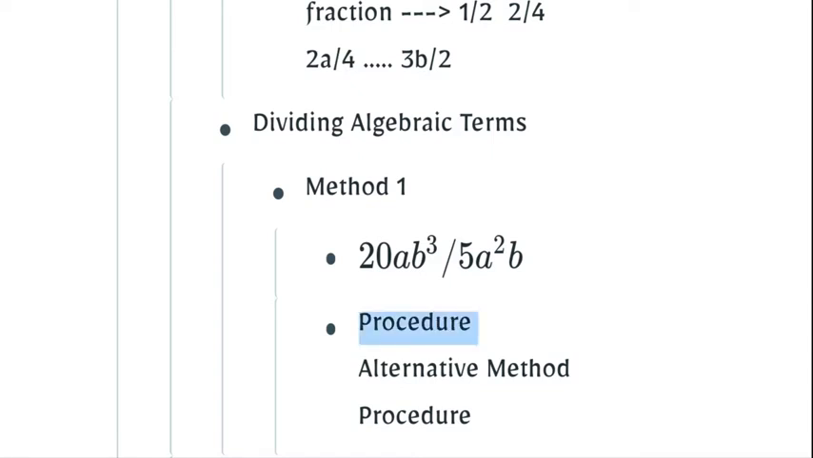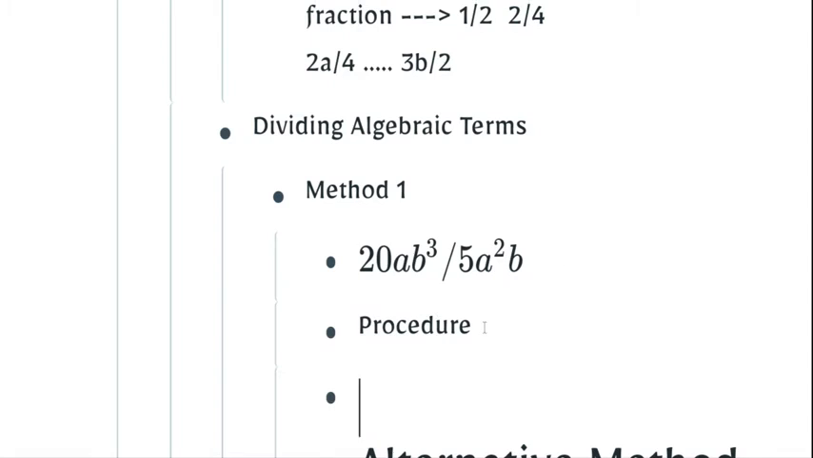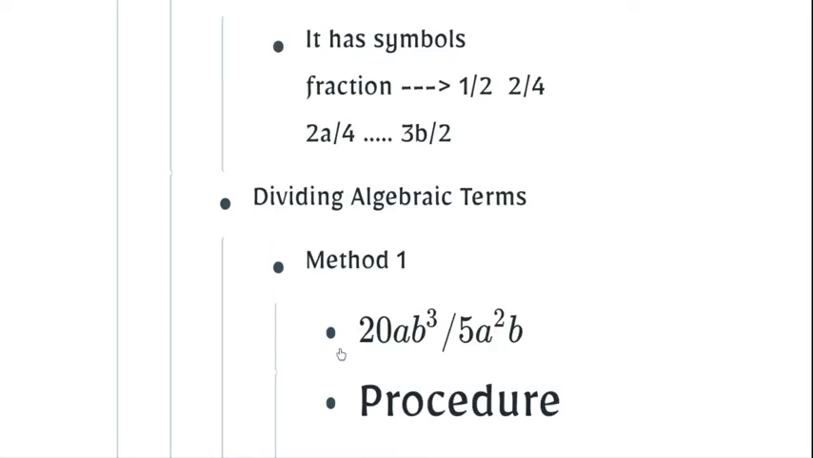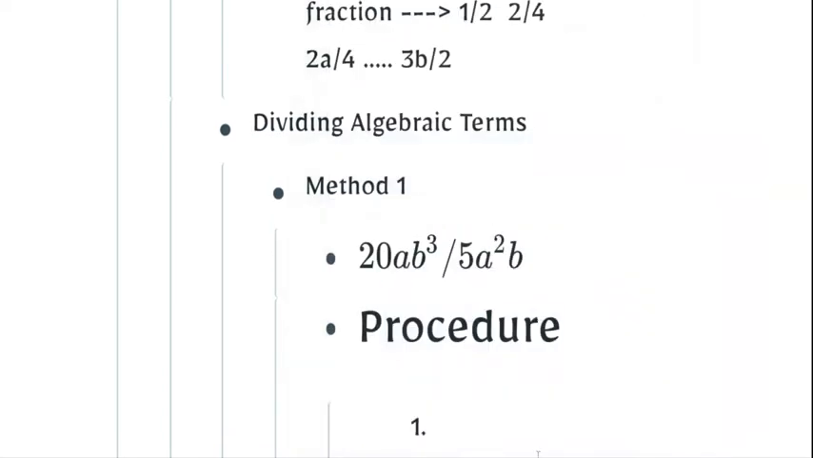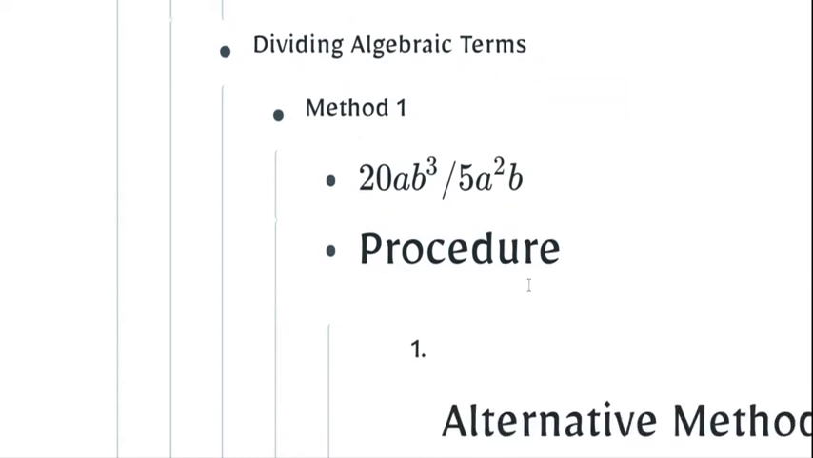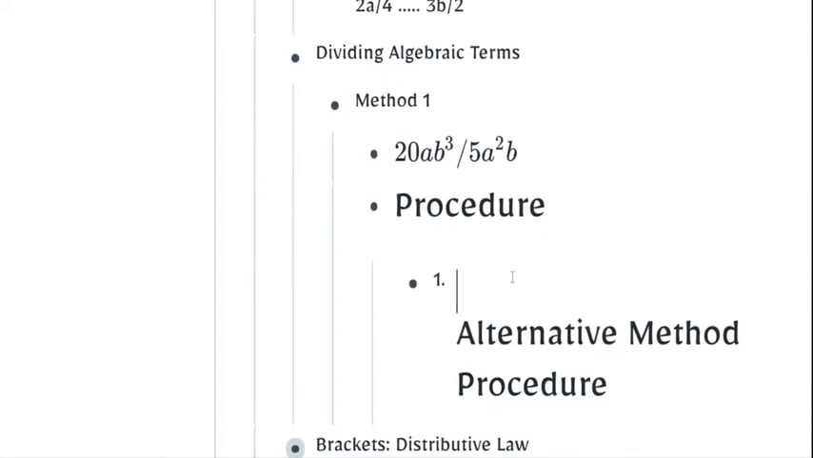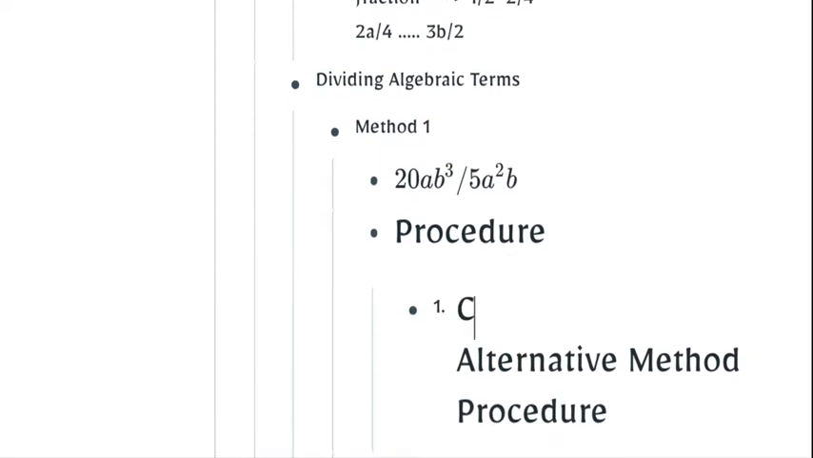So let's write the procedure. The procedure to solve this question goes a little like this. Step 1. The first step is to cancel common factors.